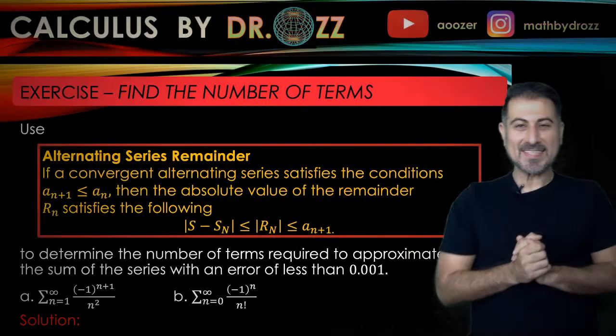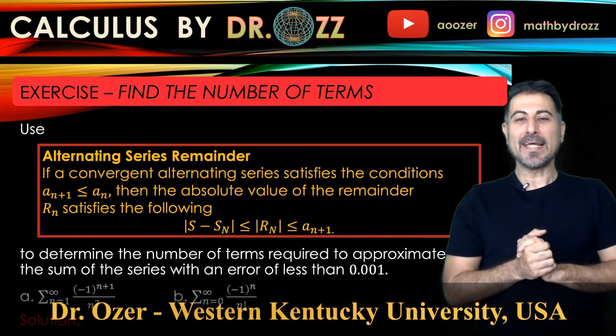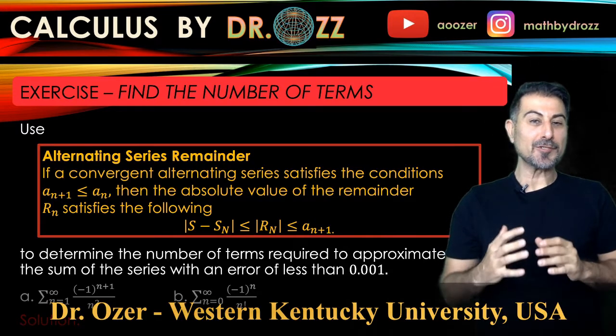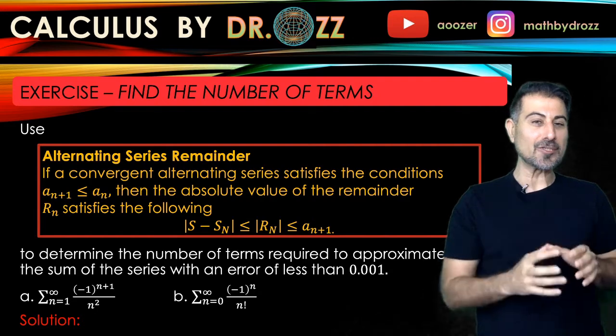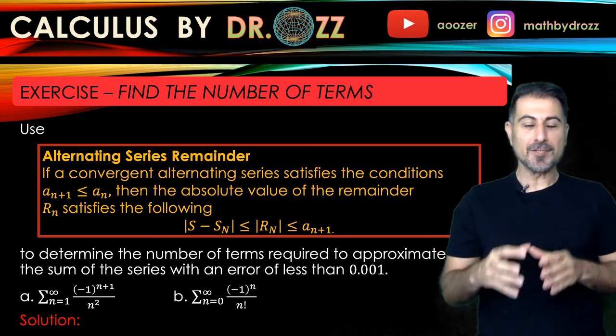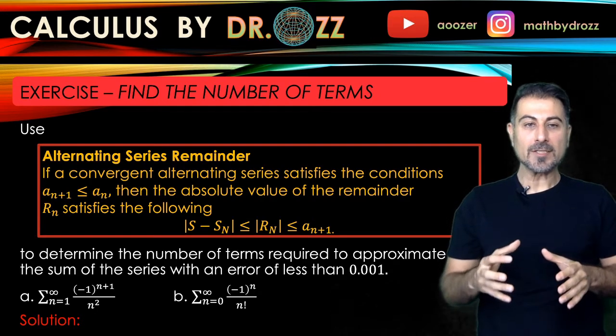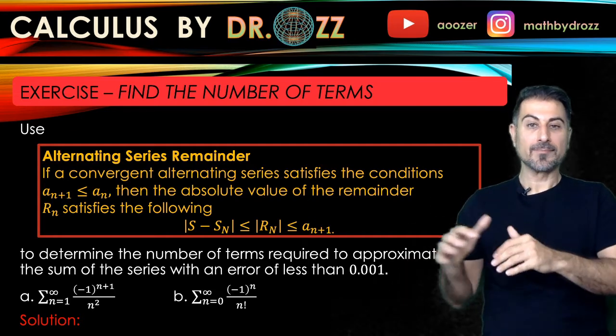Hello, welcome back. This is Calculus by Dr. Oz. Today we're going to find the number of terms in a given alternating series to have an approximation with the precision that we want.